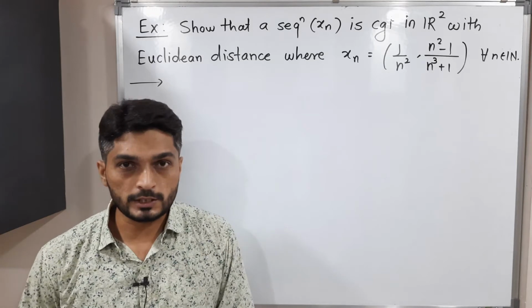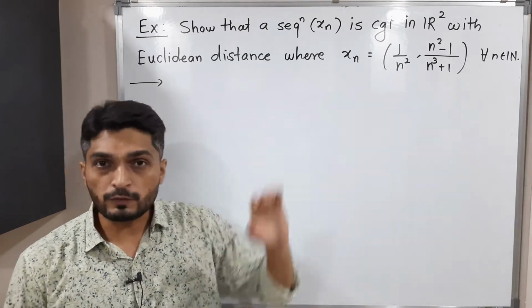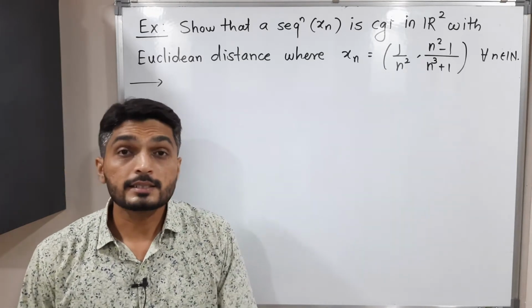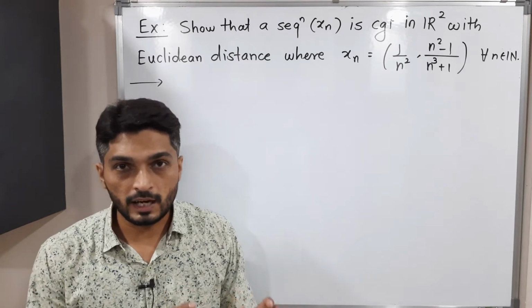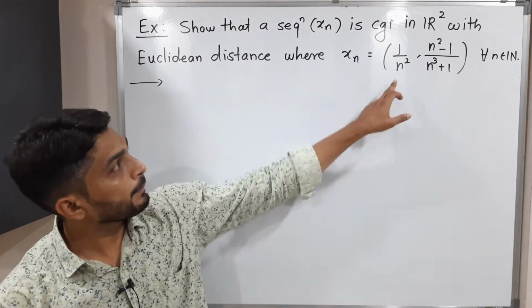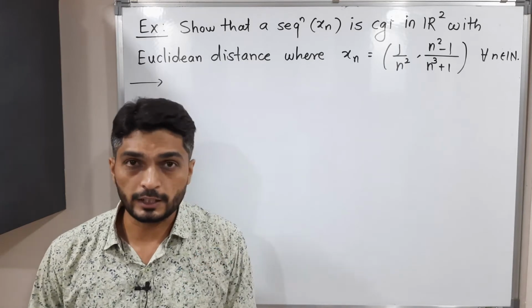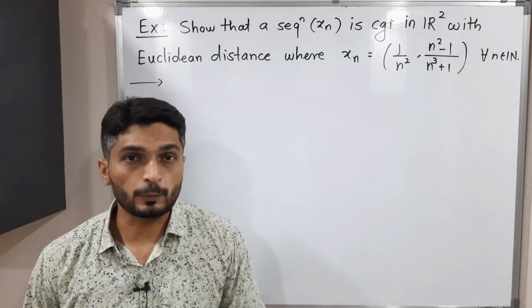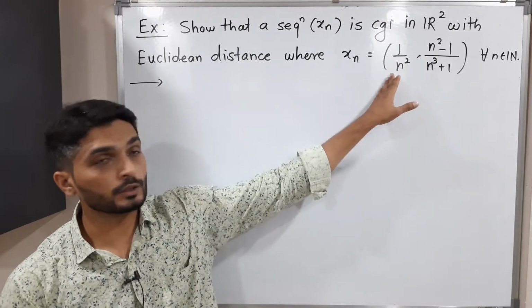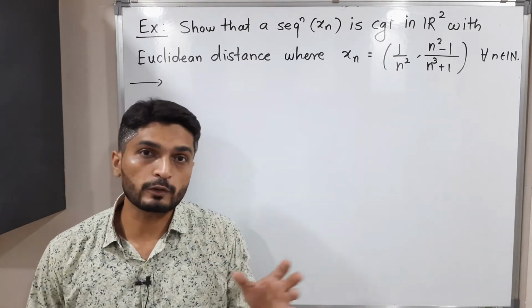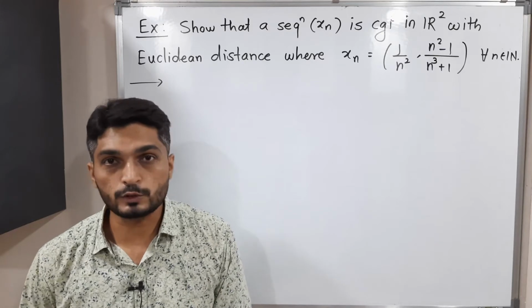It has two components. The first component is obviously a sequence in R. The second component is also a sequence in R. So 1 upon n square: you know that if you apply the limit n tends to infinity, 1 upon n square is 0. It means the first component is a convergent sequence in R and converges to 0 with the usual distance, obviously.